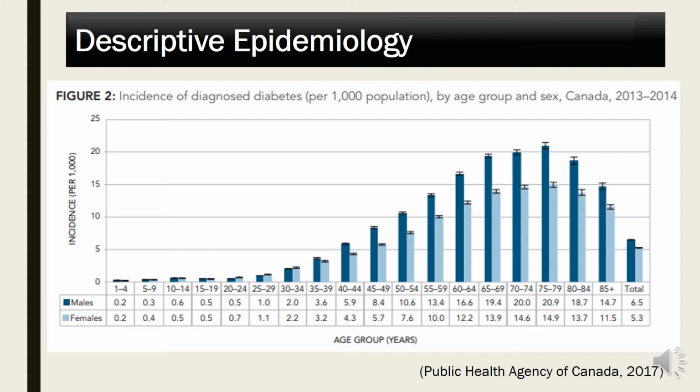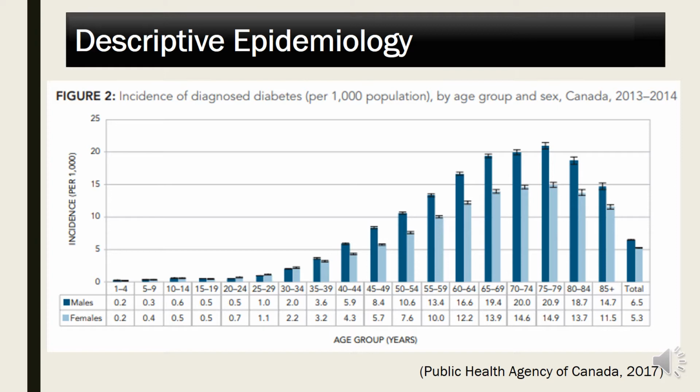Another factor that influences the development of diabetes is age, which you can see in the following graph. This is a graph created by the Public Health Agency of Canada based on national diabetes data collected from 2013 to 2014. And if you look at the graph, you'll see that most of the cases happen in middle age to older adults. So this shows that the onset of type 2 diabetes typically happens around or after the age of 40.